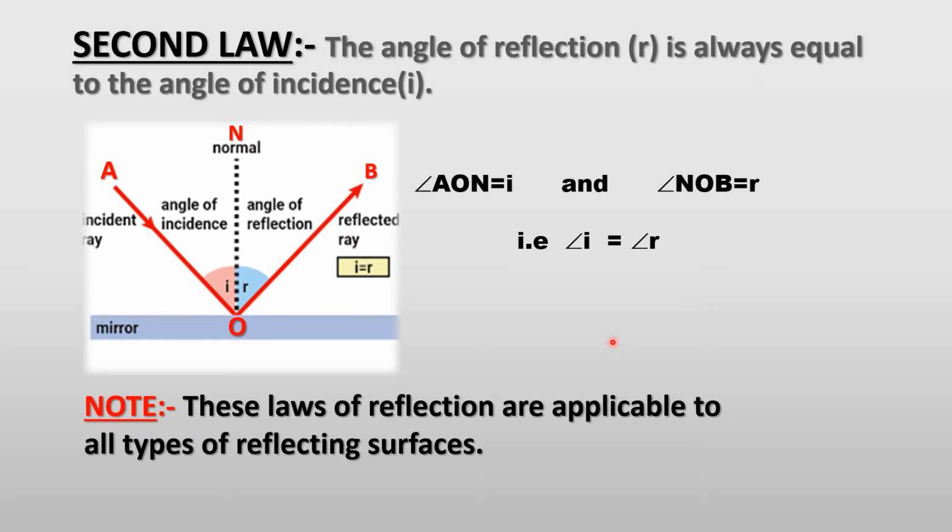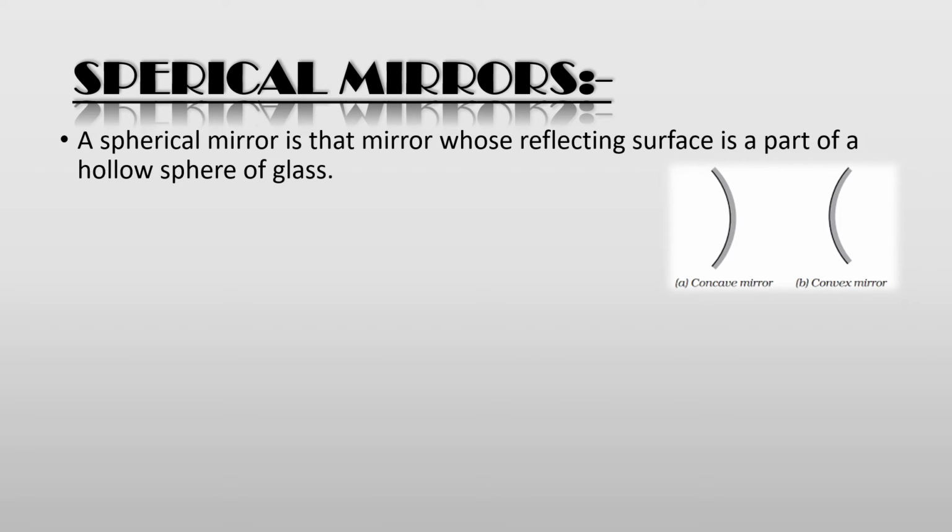Note that these laws of reflection are applicable to all types of reflecting surfaces, including spherical surfaces. A spherical mirror is a mirror whose reflecting surface is a part of a hollow sphere of glass. The reflecting surface of a spherical mirror is curved inward or outward. So, one side of a spherical mirror is reflecting and well polished and the other side of the mirror is opaque.